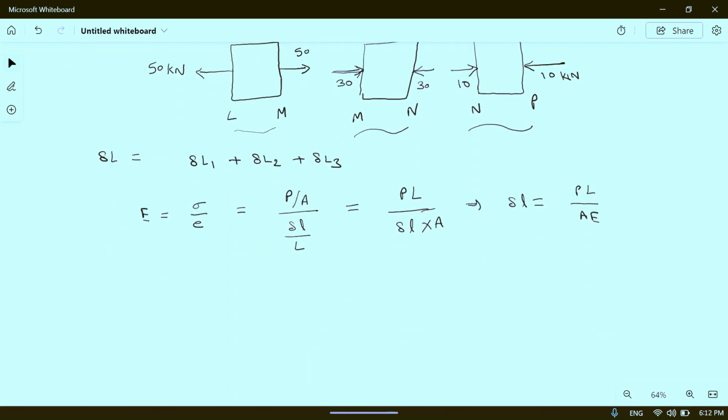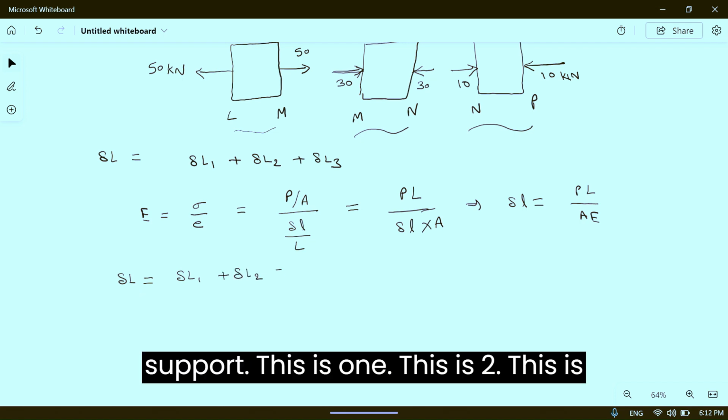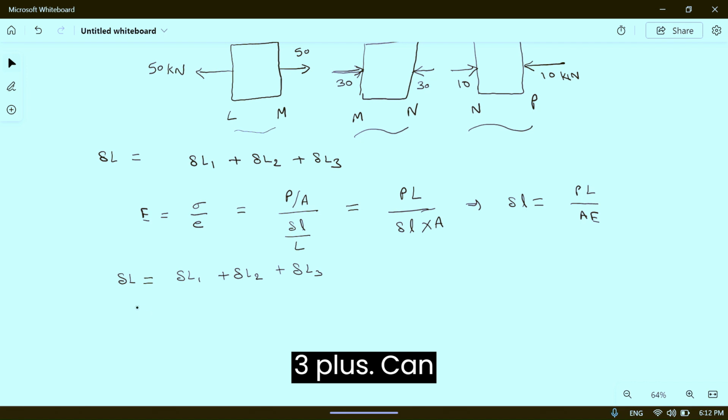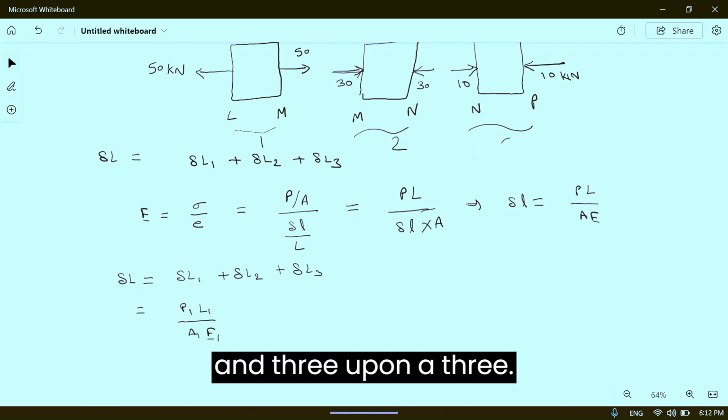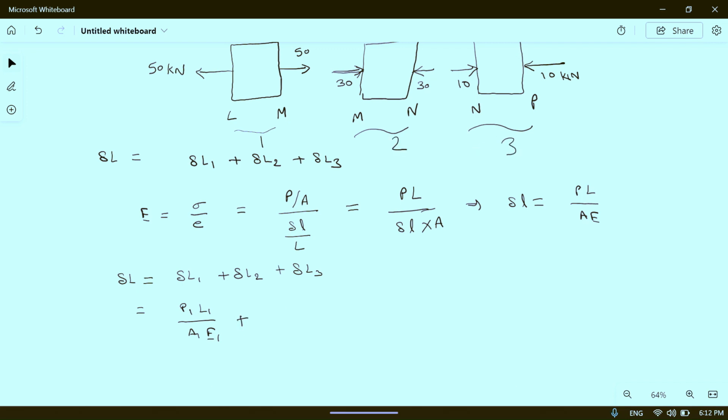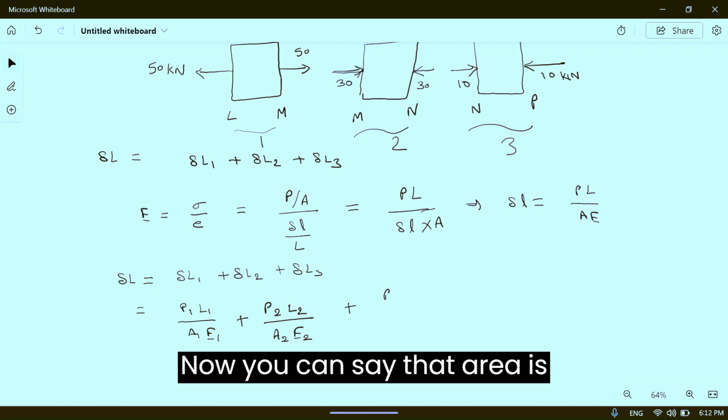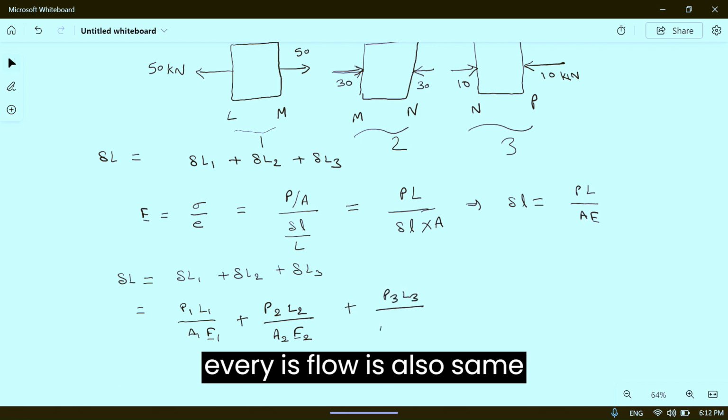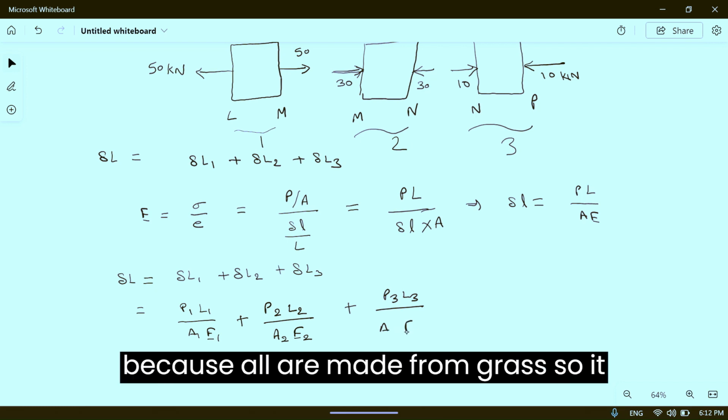So total elongation will be delta L is equal to delta L1 plus delta L2 plus delta L3, which will be equal to P1 L1 upon A1 E1. Suppose this is 1, this is 2, this is 3. Plus P2 L2 upon A2 E2 plus P3 L3 upon A3 E3.